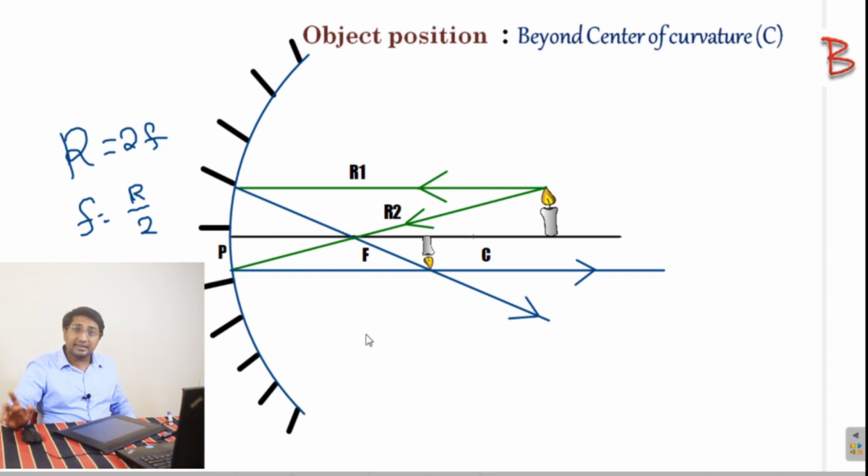Now, is it erect or is it inverted? Is the image erect or inverted? And you can clearly observe it's below the principal axis, so we should call it an inverted image. And finally, should we call this image a real image or a virtual image?